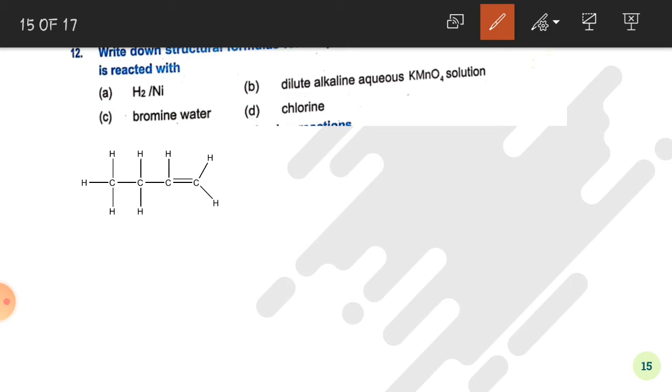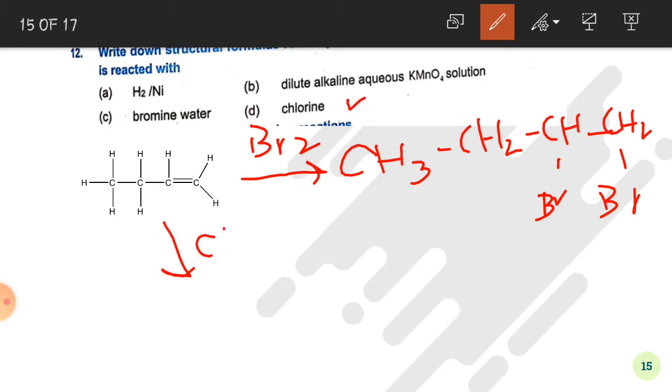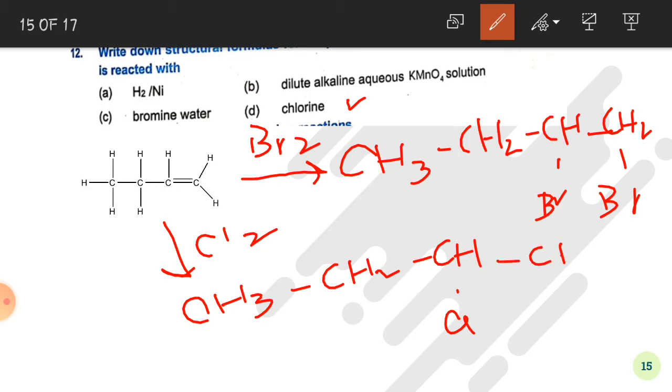When this compound reacts with bromine water, then what happens? That bromine atom will get added across the double bond. So we will get a compound like this. And for chlorine, we will get a compound like this. Chlorine atoms will be added across the double bond.